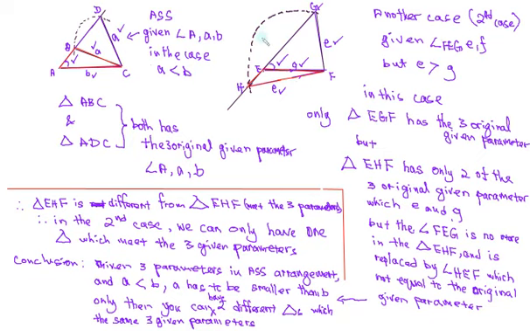Okay, now let's look at this special case. You see, let's compare these two arrangements here. Both cases are given one angle and two lengths, which is A and B.